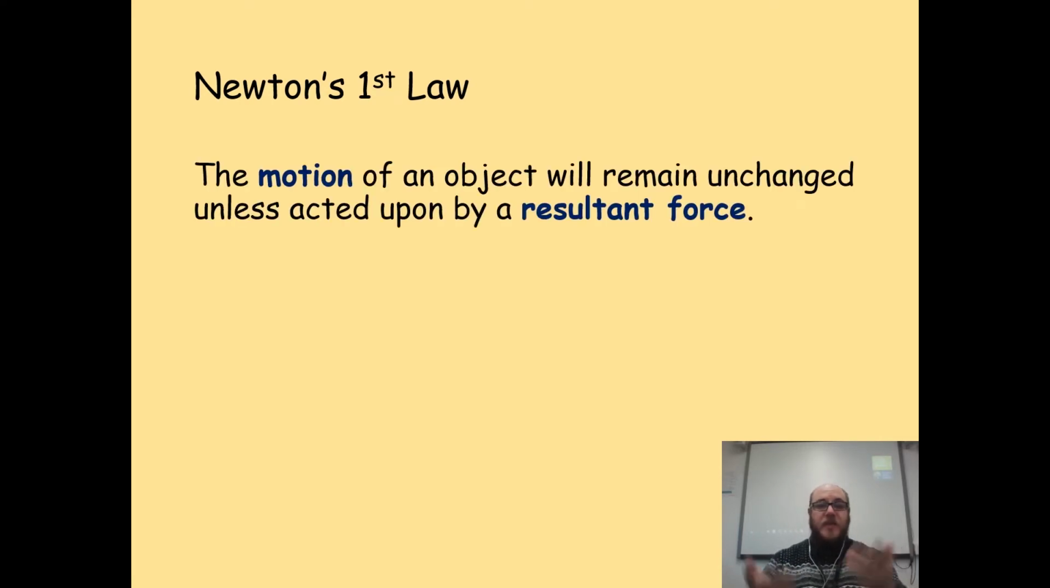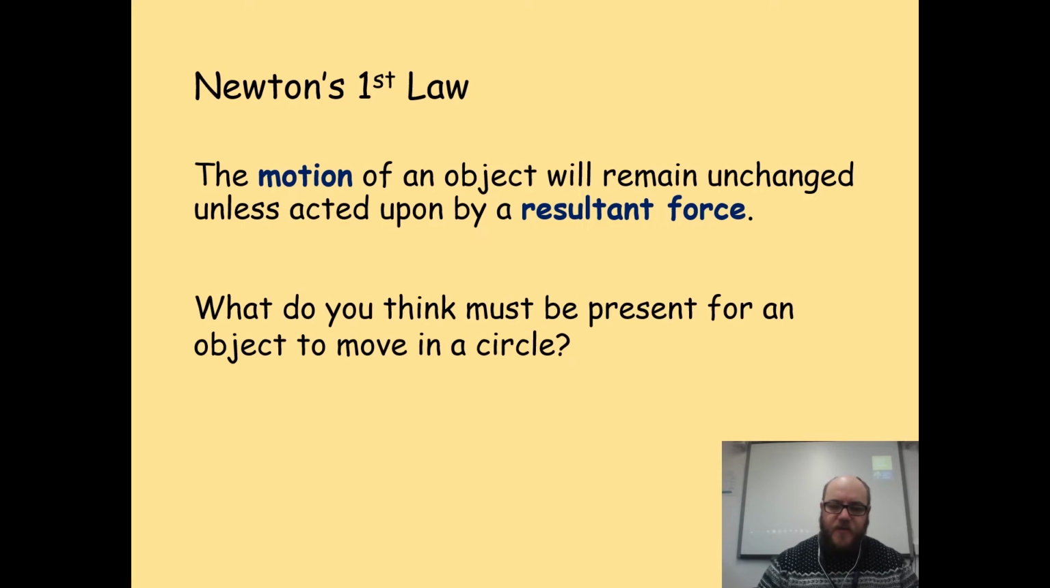Newton's first law says the motion of an object will remain unchanged unless acted upon by a resultant force. So I take this pen and just hold it here. This is Newton's first law: an object at rest is staying at rest unless acted upon by a resultant force. So here is my question to you, and this involves thinking. What do you think must be present for an object to move in a circle? Pause the video, give yourself some time, think about this. What must be present for an object to move in a circle?